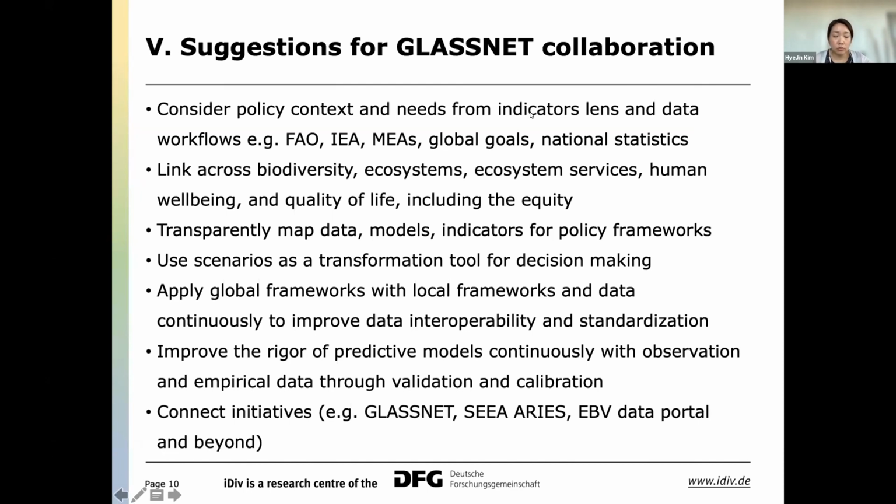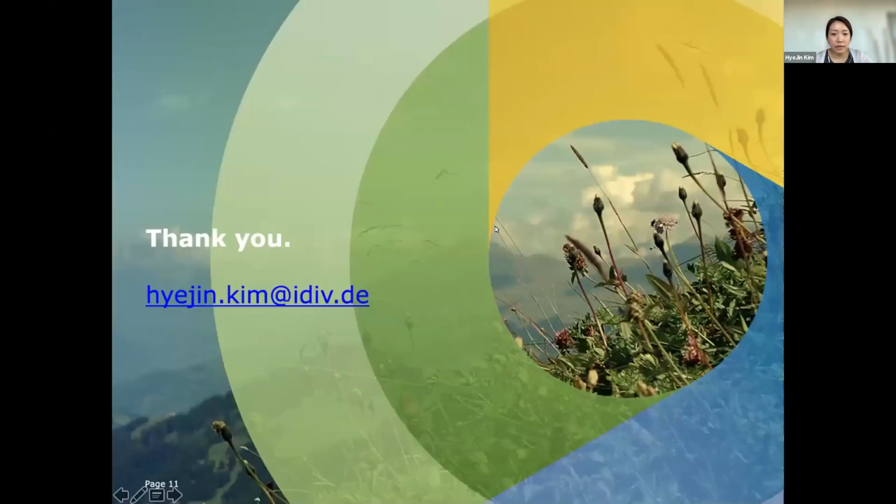And really using scenarios as a transformative tool for decision making, because we can create narratives with more compelling stories to inform decisions for a sustainable future. And I think we have to continuously apply global frameworks with local frameworks and data so that we can improve that interoperability and standardization, because there's quite some differences between different scales of frameworks. And then we improve the rigor of predictive models with observation and empirical data through validation and calibration. And finally, connect initiatives such as GLASSNET and SIA Aries, which try to bring model-based data sets more usable for decision makers, and the EBV data portal that I presented, coming from scientific networks. With that, I thank you for your attention.